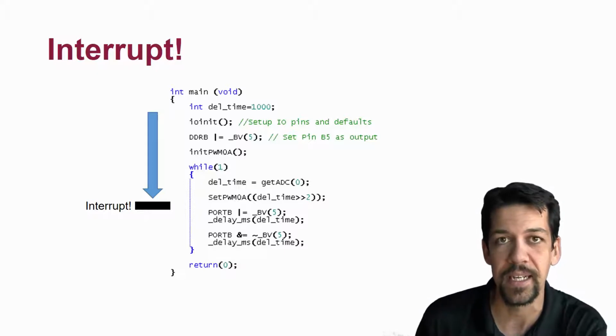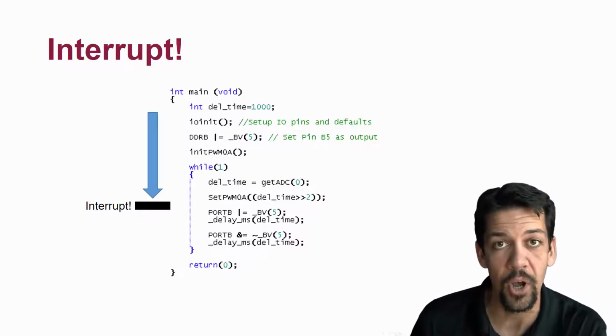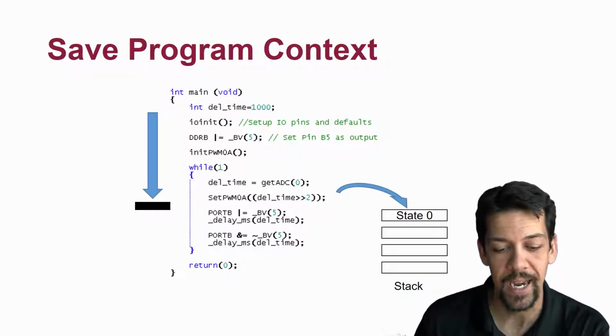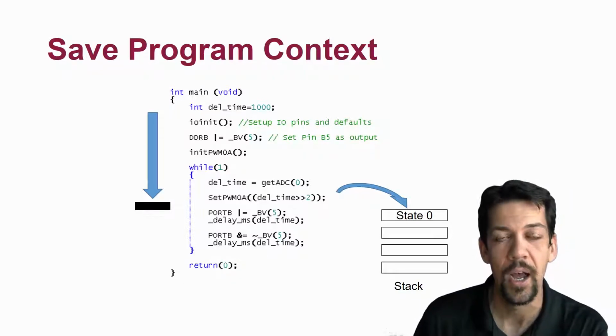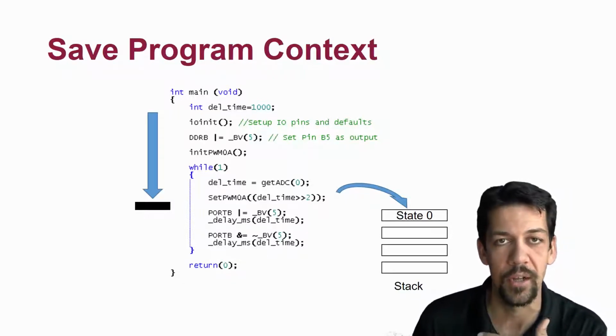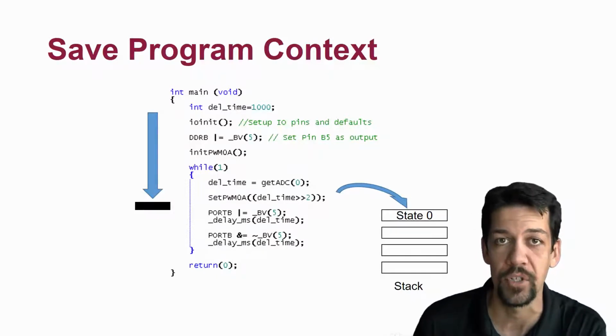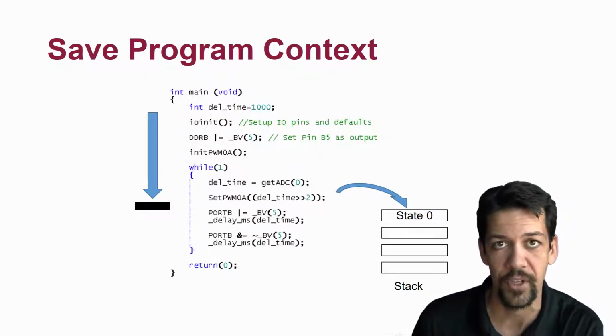But what happens is that the interrupt signal, the interrupt request, causes that main thread of execution to pause. It stops executing, and we go and save the current executing context. So all of the stack variables, all of the status variables, the current program counter, all of that is saved onto the stack of the machine so that when we come back to it later, we can restore it and pick up right where we left off in the program.